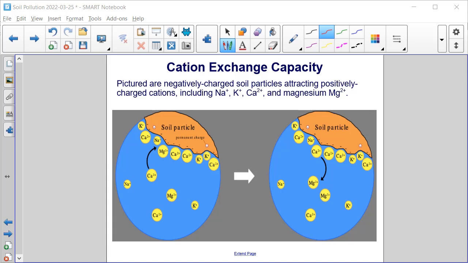Pictured below are negatively charged soil particles. You can see all these negative charges along the outside of the soil particle, attracting positively charged ions. So you can see this positive calcium ion attracted. There are some potassium ions, magnesium ions, all attracted here. And then here you can see the exchange. So this is the exchange that's able to happen. This calcium exchanged for this magnesium. Okay, and now this magnesium is in the water, in the solution.